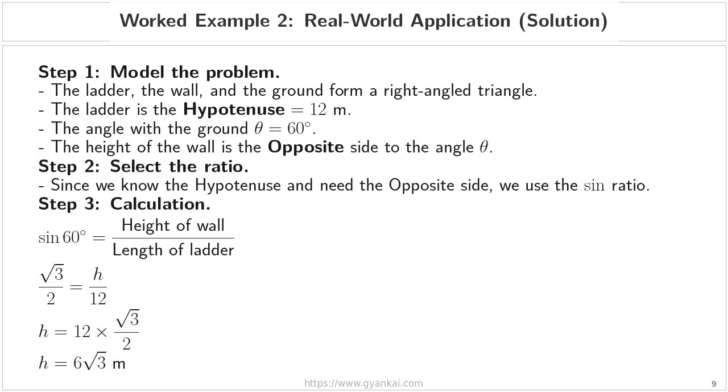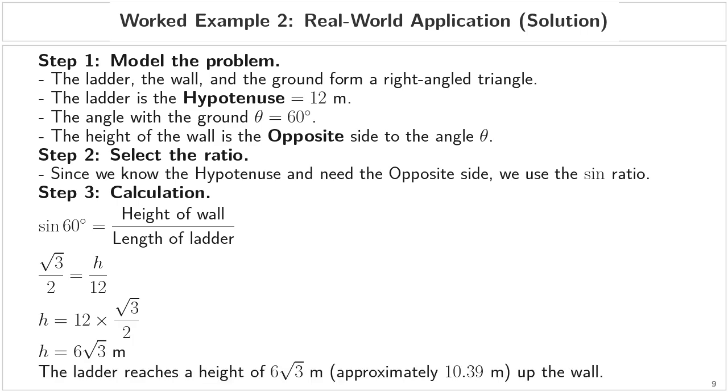To isolate h, we multiply 12 by the square root of 3 over 2. This simplifies beautifully to 6 times the square root of 3. So, our final answer is that the ladder reaches a height of 6 square root of 3 meters, which is approximately 10.39 meters up the wall.